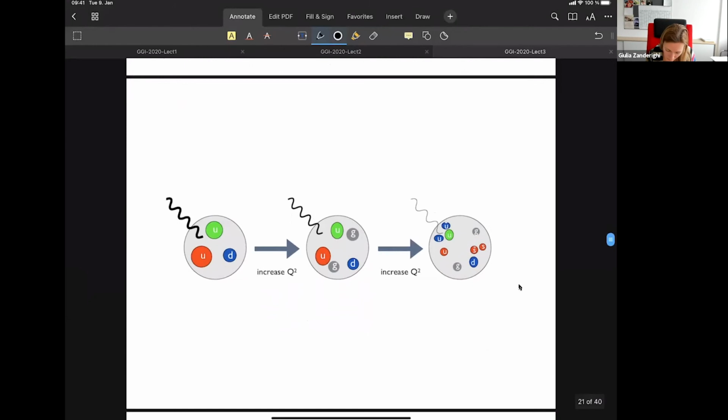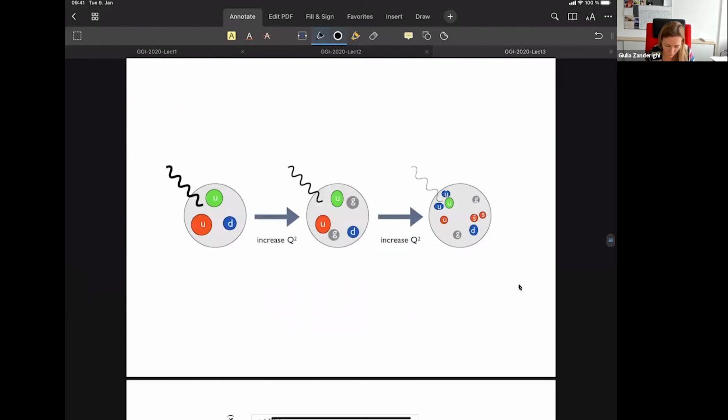Yeah, I mean, this is just a picture really, but I wanted to show it because it's a way one can think about it. So when you increase the scale, what does it mean? You can think about increasing your resolution power. So you see more into these virtual fluctuations that are inside the proton. So you probe more deeply into the structure of the proton.